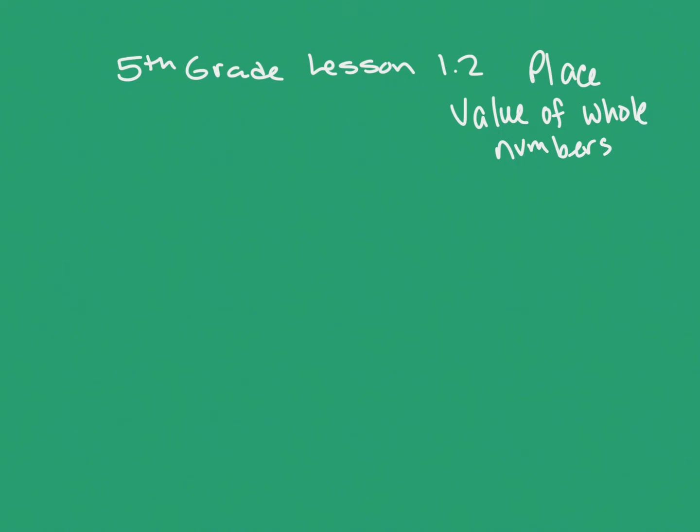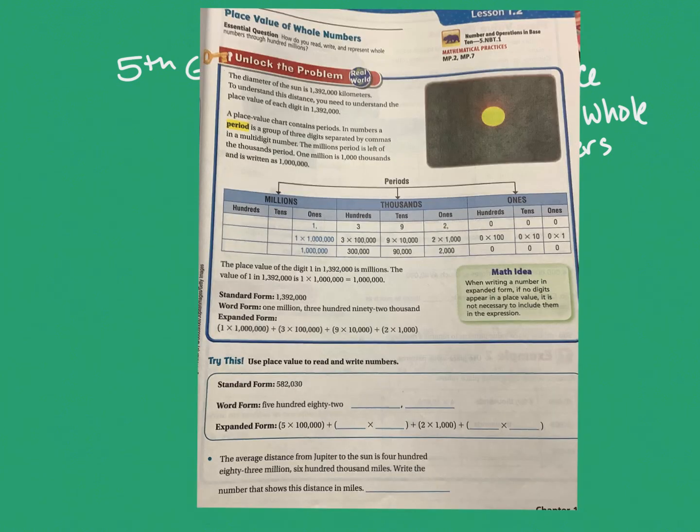Fifth grade lesson 1.2 is place value of whole numbers. This is a bit of a review from last year on your place value, but this one, instead of stopping at millions, goes up to the 100 millions and also shows you the relationship of the multiples of each place value. Let's get started.